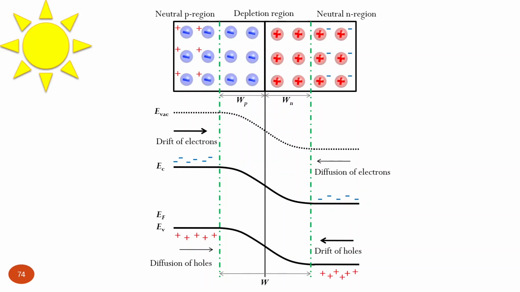Now we bring some light, and what happens? We don't change much the concentration of majority charge carriers. They remain more or less the same. They are already very high. But we increase dramatically the concentration of minority charge carriers.